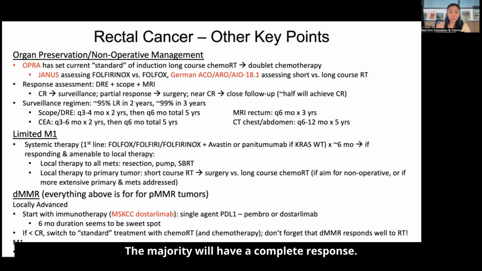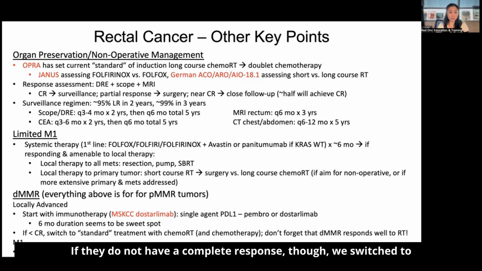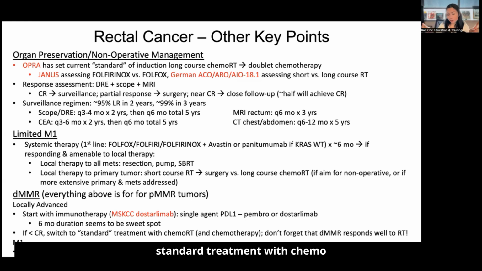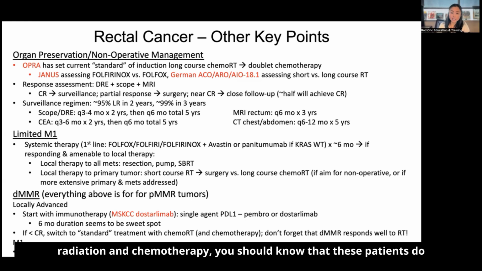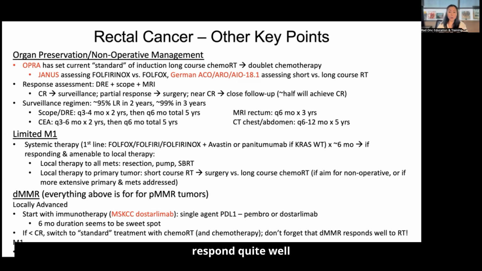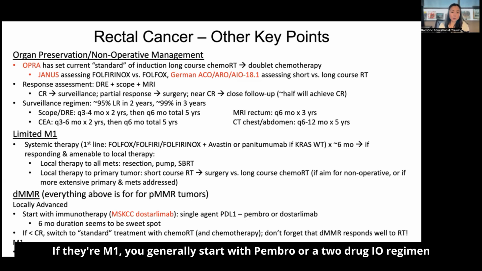The majority will have a complete response. If they do not have a complete response, though, we switch to standard treatment with chemoradiation and chemotherapy. You should know that these patients do respond quite well to radiation. So you would do long course chemoradiation. If they're M1, you generally start with Pembro or a 2-drug IO regimen of Ipi-Nivo.